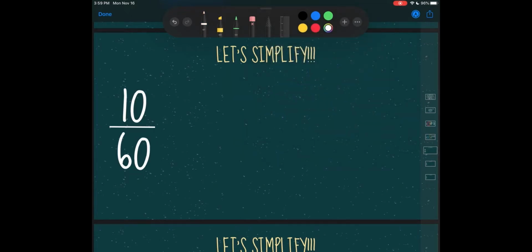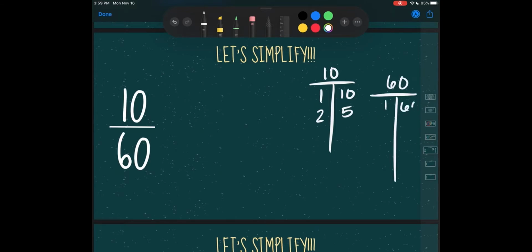Let's look at our next one. We've got 10/60ths. So our first step is to write our t-charts for 10 and 60. So I know 10 is 1 times 10 and 2 times 5.